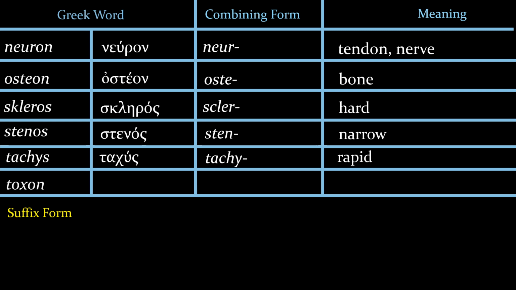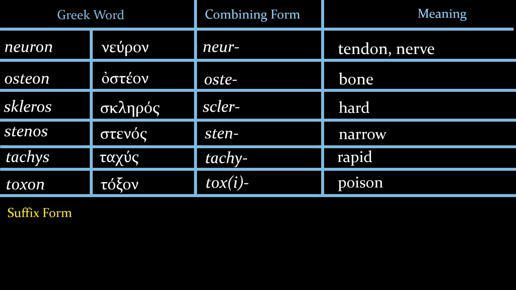Next, we have toxon, which we've also talked about before. In Greek, it's toxon. And our combining forms are either tox or toxi. And this means poisonous. And you might recall from a previous episode why toxon actually is connected to an arrow, to bows and arrows. There's a historical context there.